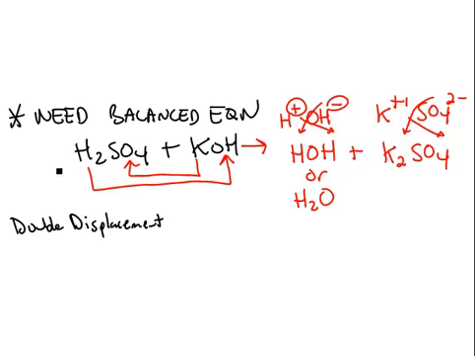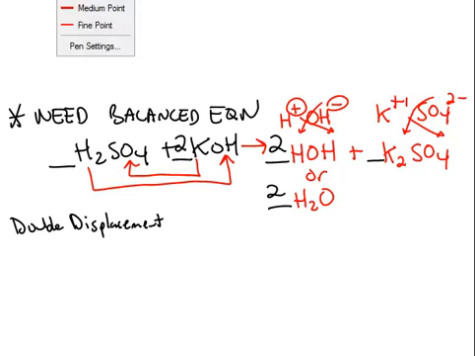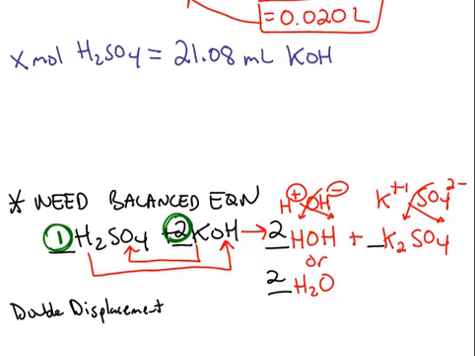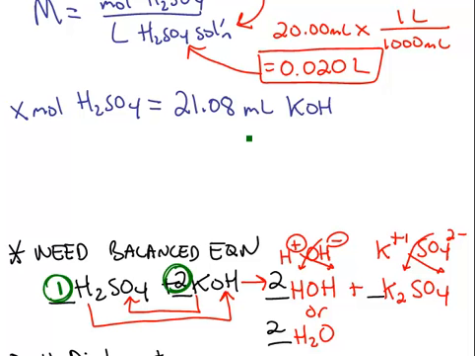Those are the correct products, but the reaction is not balanced. In order to balance this, I need to put a coefficient of 2 in front of the potassium hydroxide, and also a coefficient of 2 in front of the HOH or in front of the water. So balancing this reaction properly gives me the correct ratio here. In this case, it's a 1 to 2 mole to mole ratio. So I'm going to use that as one of the conversion factors.